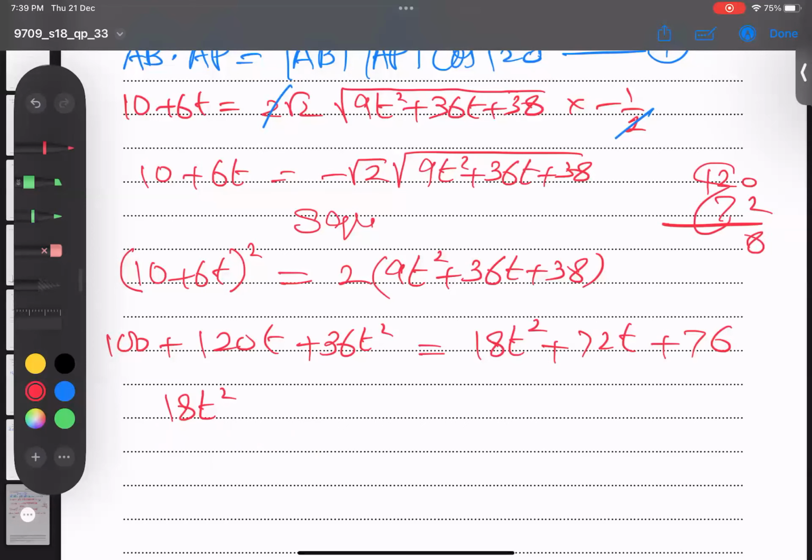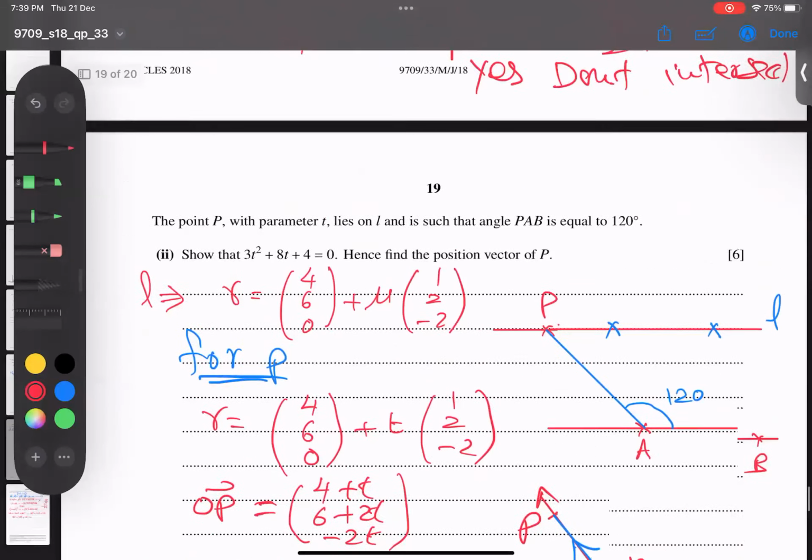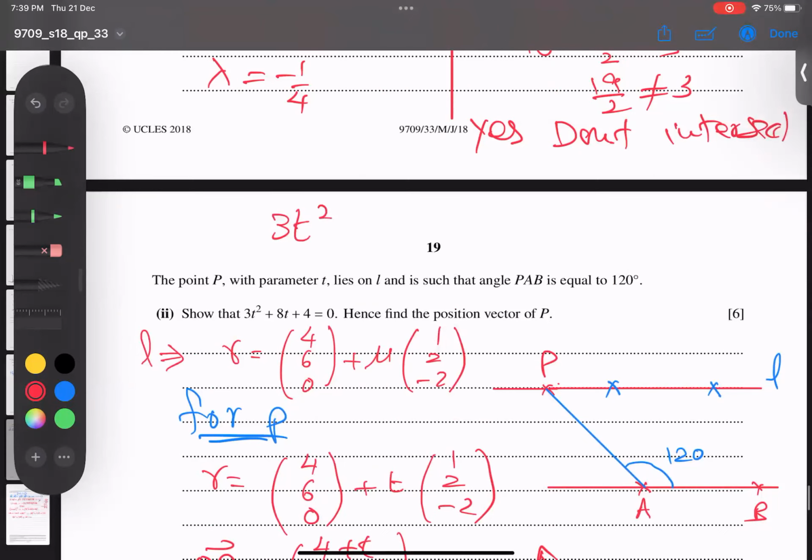So 48, so plus 48t. Okay, this subtract from here. Out of 176 gone. So 4, and out of 9, we got a 24. But student, what is my target? Let me check my target. Target is 3t square plus 8t plus 4 equal to 0.